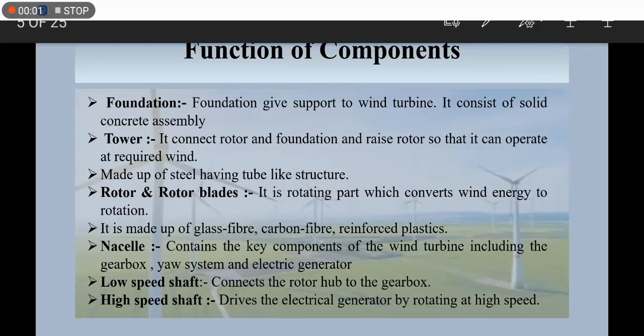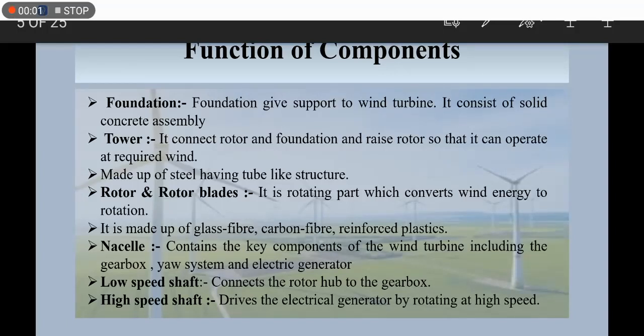Then the rotor, or rotor blades. It is the rotating part of the wind turbine which converts wind energy into rotations. The rotor is made of glass fibers, carbon fibers or reinforced plastics. Then the nacelle. The nacelle is the basic component of the wind turbine which includes the gearbox, yaw system and electric generator.